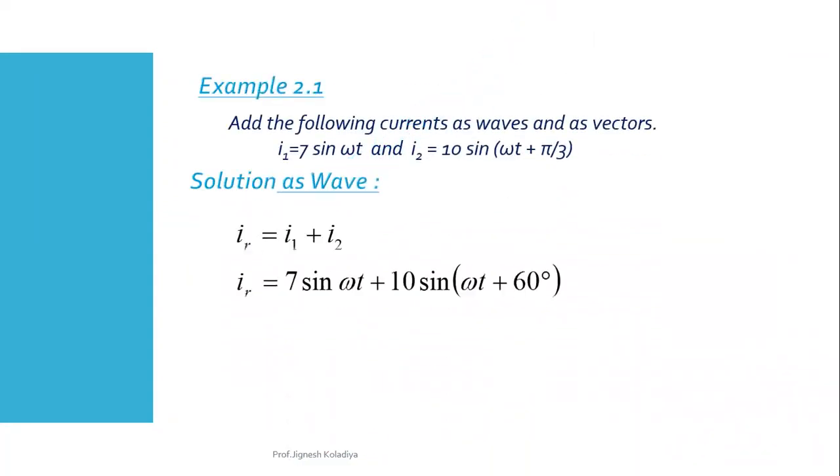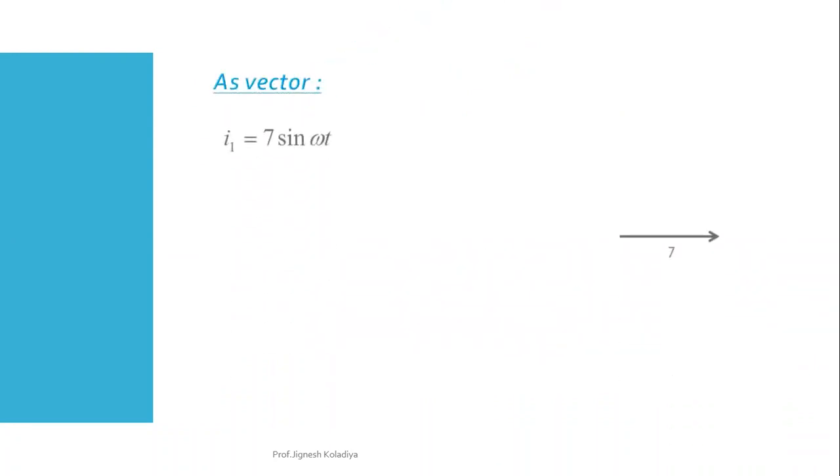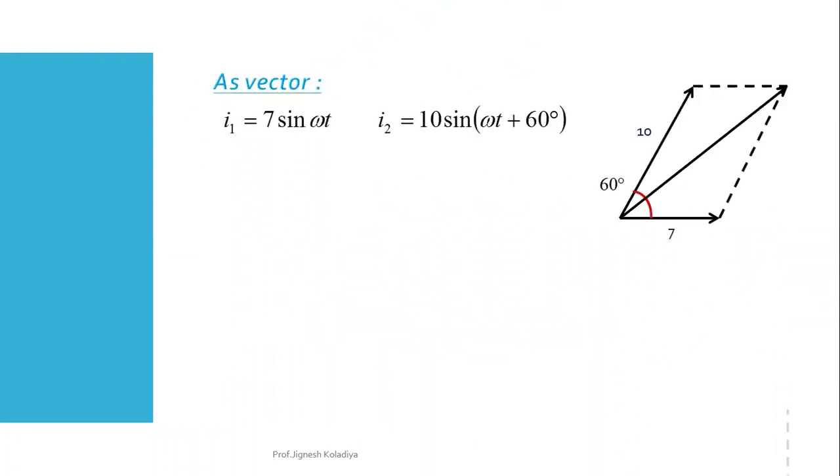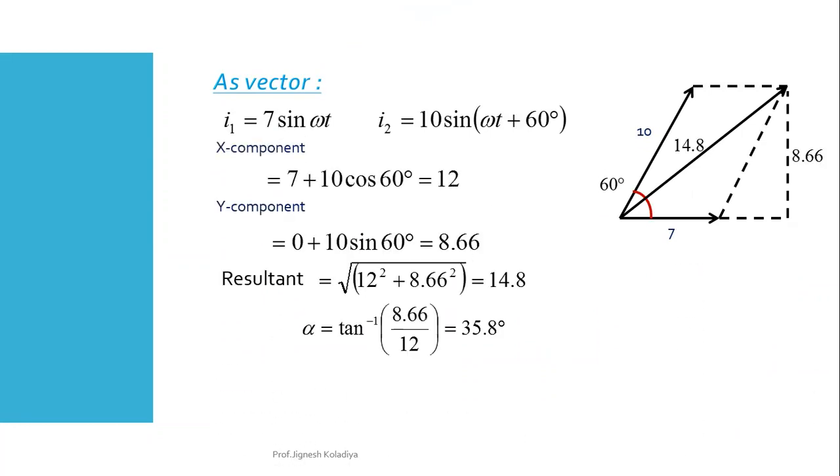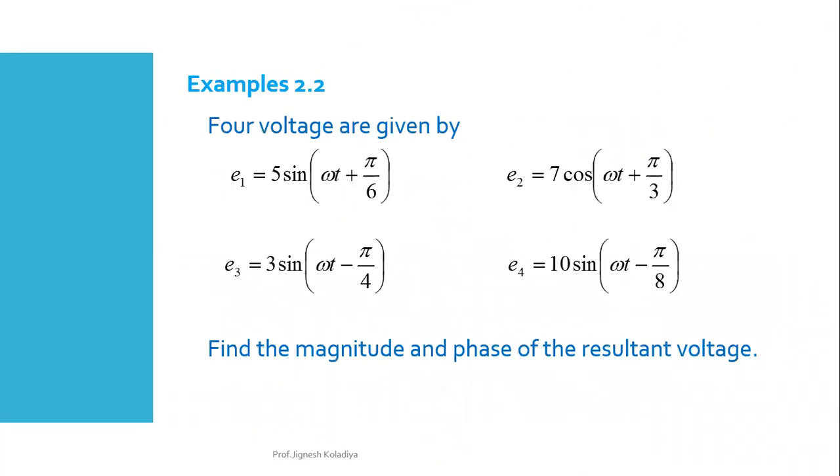First numerical we solved by using the parallelogram as well as the method of component, and the rest of two numericals we solved by using the XY component method or method of component, right? And in these two numericals, the difference is here one vector is given in terms of cosine, so that we have to convert into the sine before we draw the vectors.